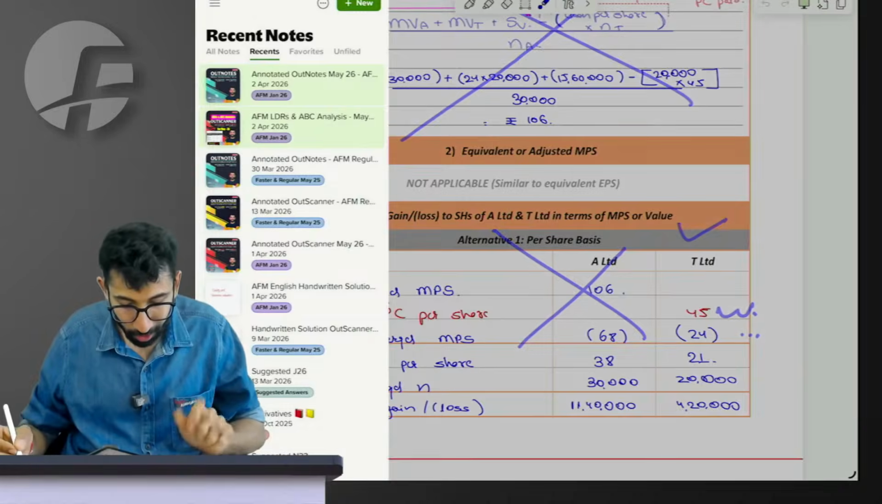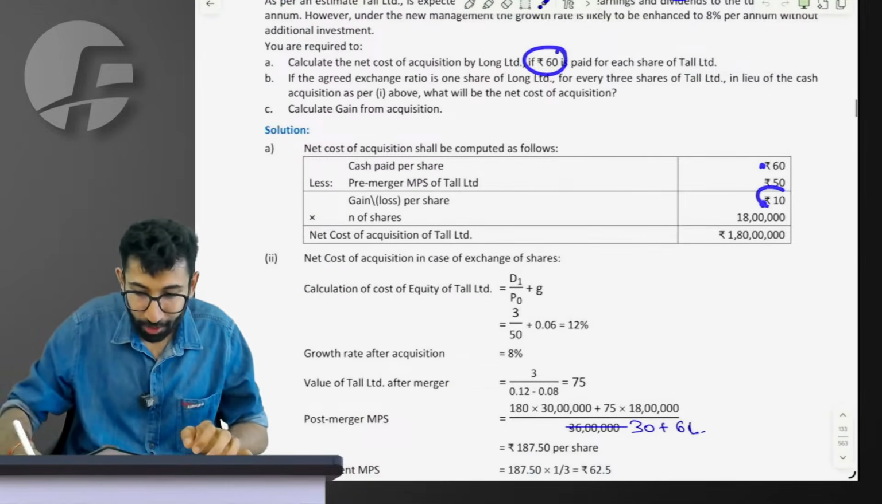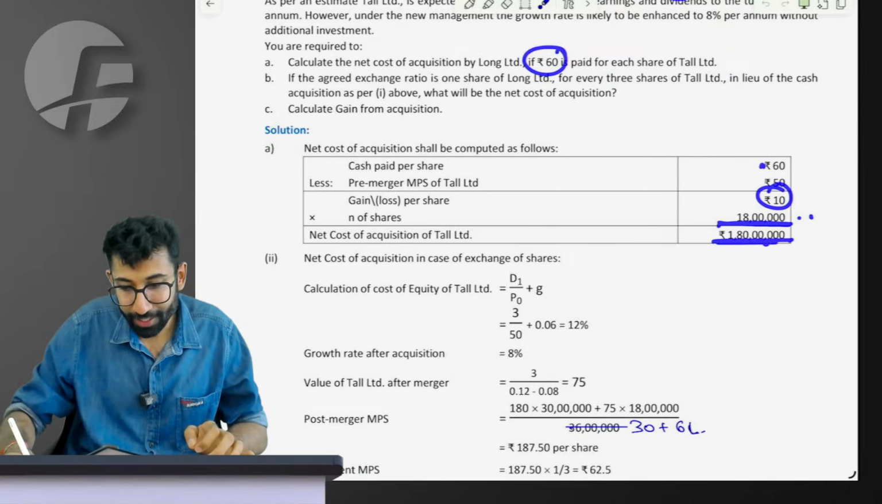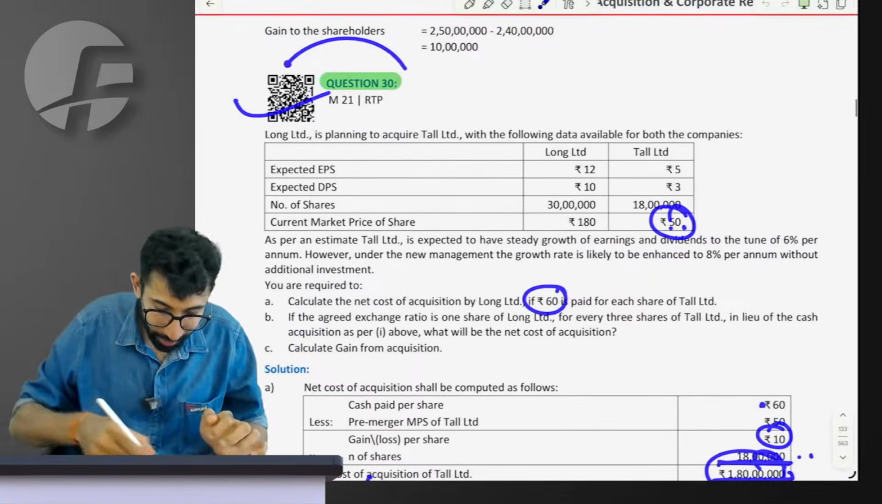Yes. So, sir, how much is cash paid to you? 68. How much is your pre-merger MPS? 50. 10 rupee gain on 1 lakh 80,000, 18 lakh shares gives you 1 crore 80 lakh rupees of total profit. That was question number 30.